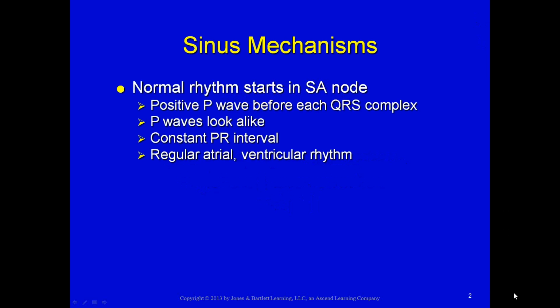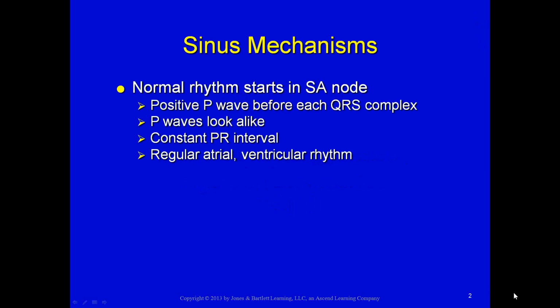I think it's important that when we learn rhythms, we begin with what is normal. I find it very difficult to pick out abnormal if I don't know what normal looks like. And what we're going to learn is that arrhythmias or dysrhythmias, whichever term you like to use, all have rules. They have a set of things that they must meet in order to be called what they're called. And this will all make sense as we get further into this. So let's start with normal.